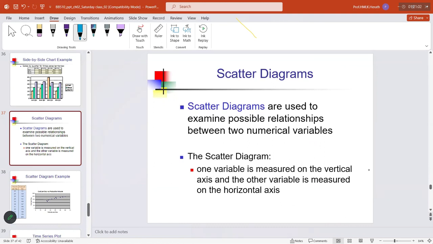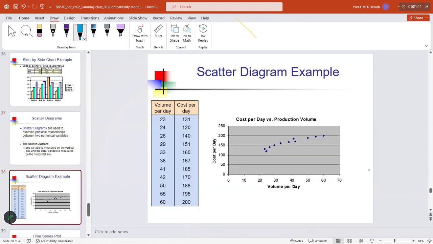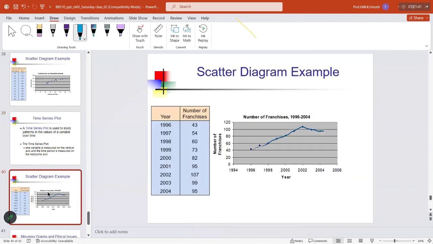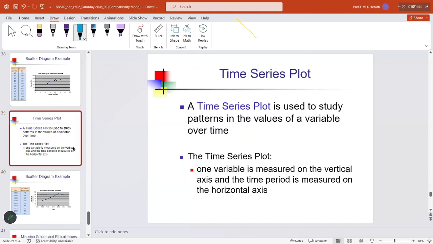Another diagram is called the scatter diagram, which is called an XY diagram. It usually goes with quantitative data, for example the volume per day and the cost per day. We take one variable to the y-axis and the other variable to the x-axis, and we call this scatter data. The other one is the time series plot.